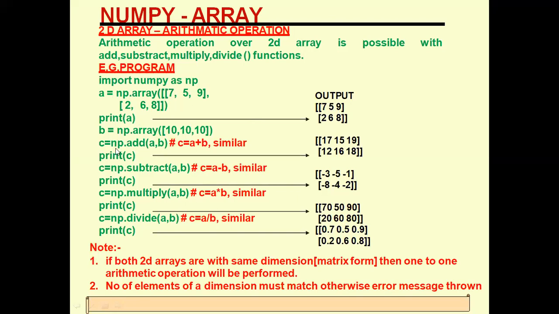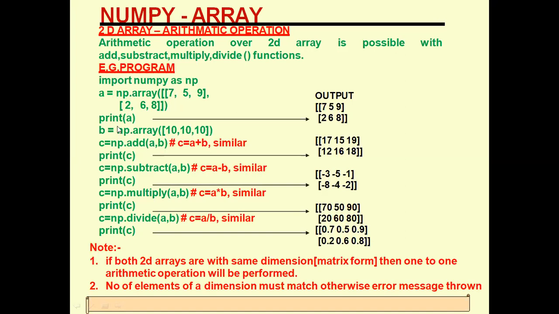I am using numpy here. Dot add. Which function? The add function. I am using the add function here, with a, b. What is the value of a? 7, 5, 9 and 2, 6, 8. And what is the value of b? 10, 10, 10. So these values are stored in b.